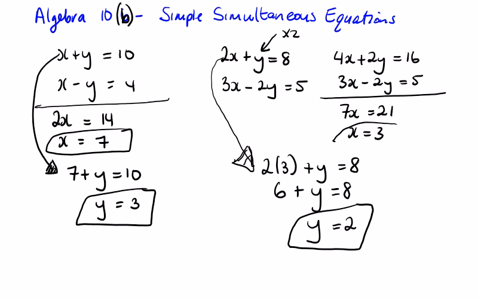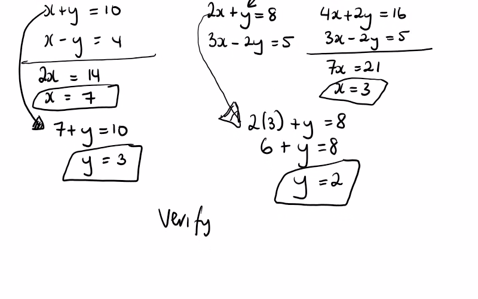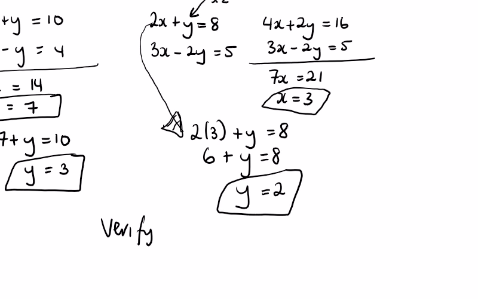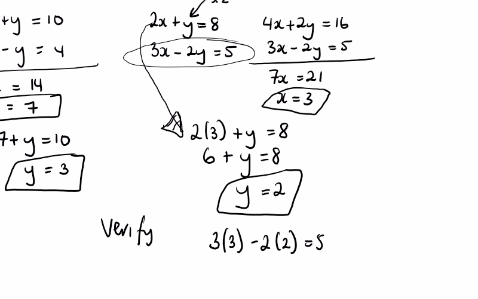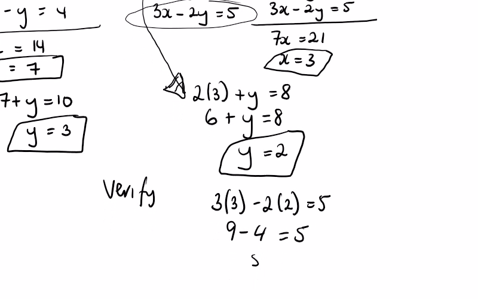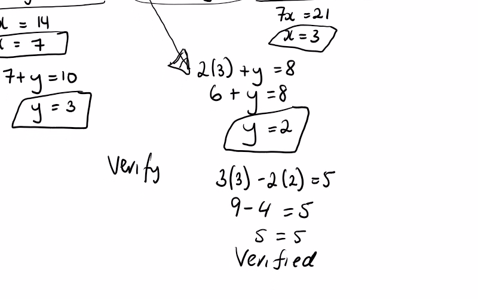Now if you're asked to verify your answer, what we do is we take one of the other equations that we have. We have 3 other equations here. So let's take the second one of the original ones, and verify that x is 3 and y is 2. So 3 times 3 minus 2 times 2, is that equal to 5? 9 minus 4 is equal to 5. So 5 equals 5, and you can write verified. So sometimes people don't know what verify means. You're just putting the answer back in to one of the equations that you were given at the beginning.